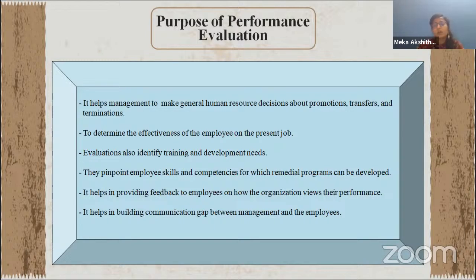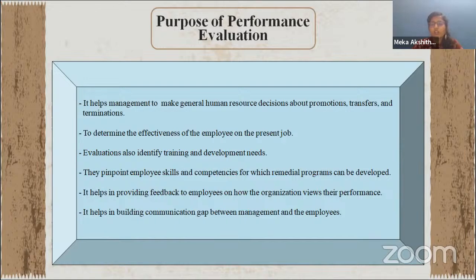It helps in bridging the communication gap between management and the employees. During this performance evaluation process, the management would be communicating with the employee, right? Even during the feedback process. Even if the employee feels that some resources are lacking from the management side, the employee can communicate with the management so that the management knows that they have to give certain resources in order to improve the performance of the employee.